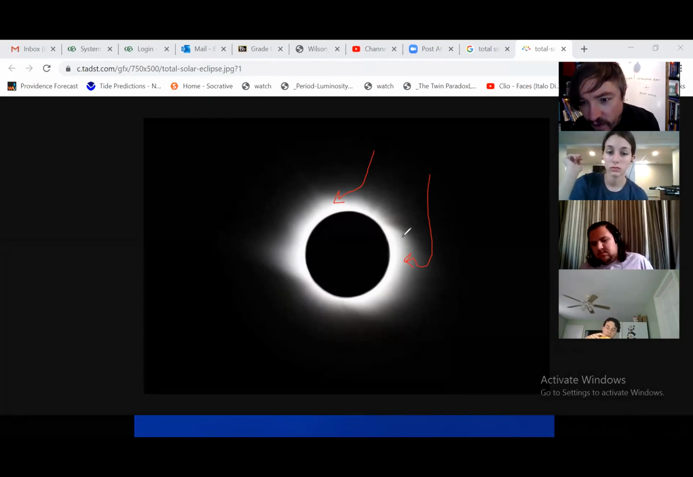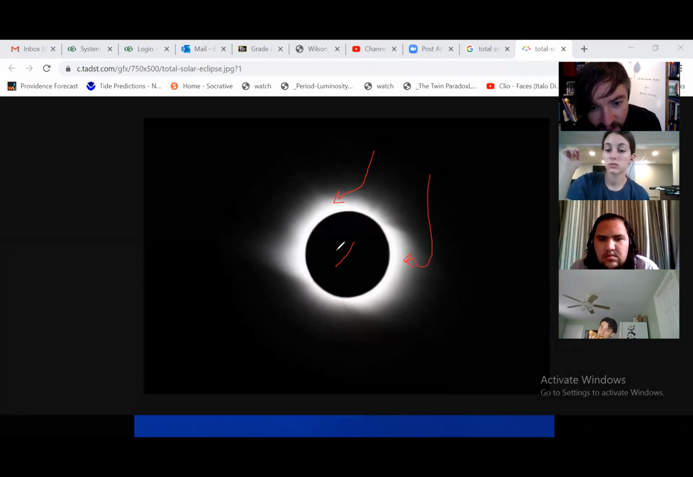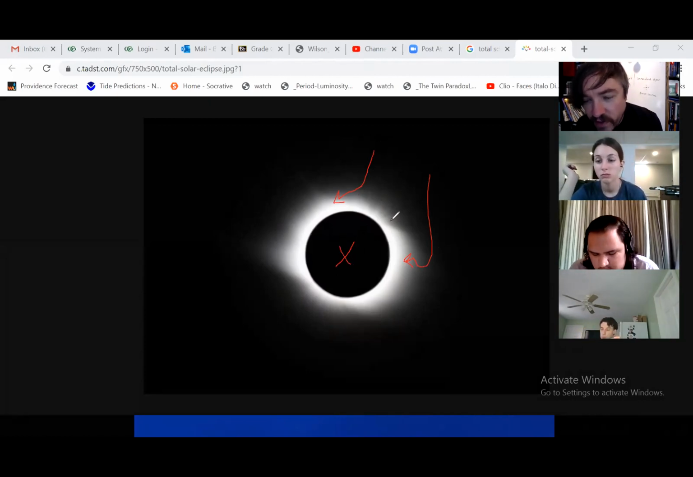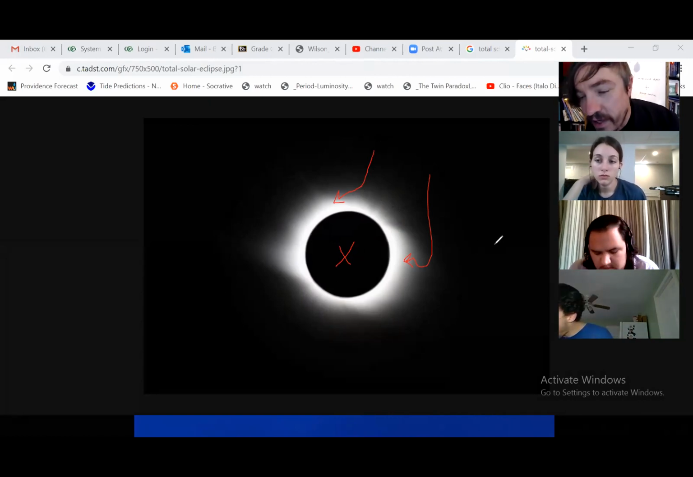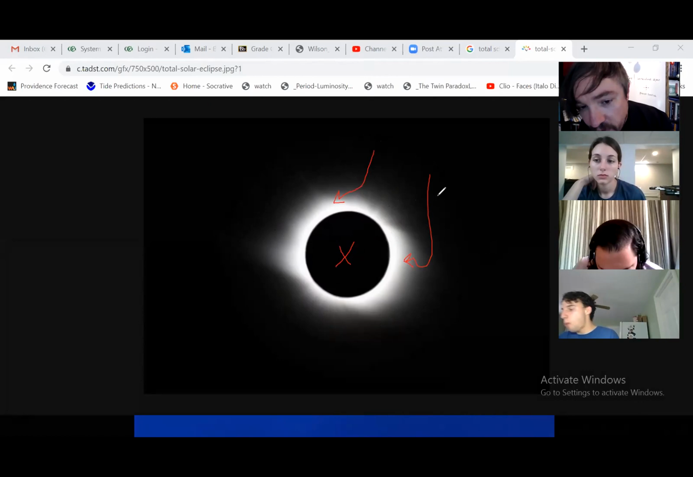And while it does give off light, when the sun is up in the sky, the light that you get from the disk is so much brighter than the light from the corona that the corona gets washed out. Once the disk of the moon covers the disk of the sun, it's dark enough that you can actually see that creepy light from the corona. And apparently it's quite beautiful to look at.